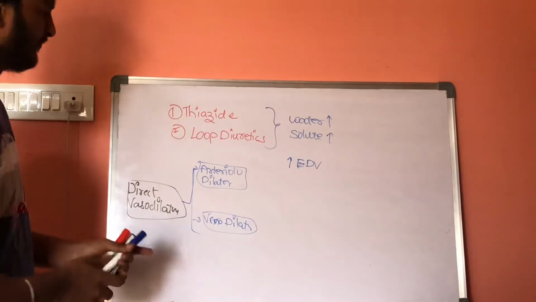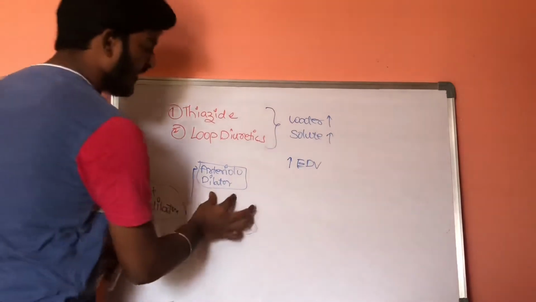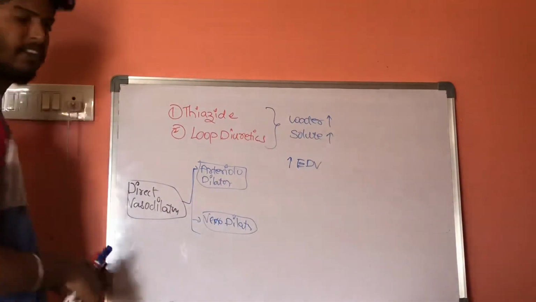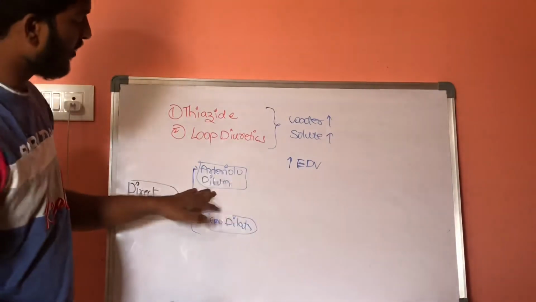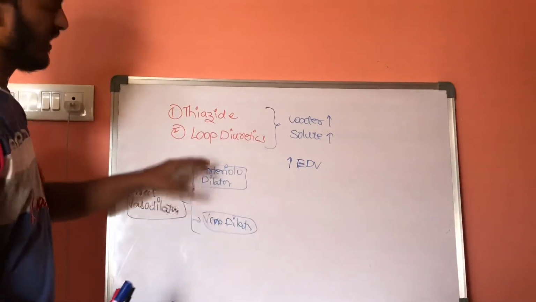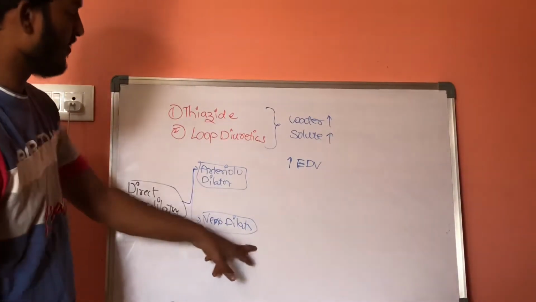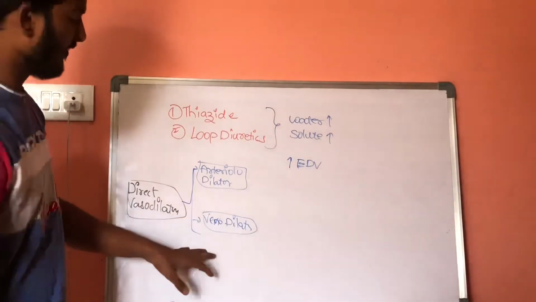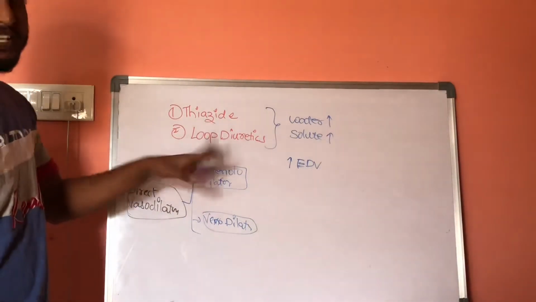Now, arteriodilators are the drugs which will dilate the arterioles. As a result, whenever the arterioles are dilated, the blood flow from the arterioles towards the ventricles will get increased and will increase the cardiac output. Whenever the venodilators are given, it will increase the diameter of veins and venous return will get increased.